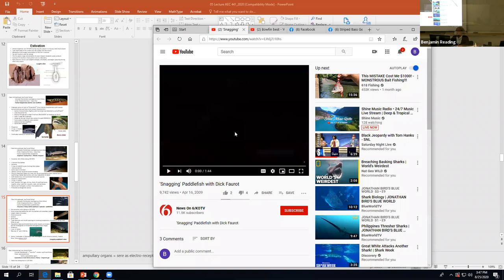So here's a video then showing fishing for paddlefish, snagging. Because again, it's a filter feeder. So you're not baiting a hook and having it bite it. You're actually having to snag these things because they're filter feeders. So here's a video showing how to fish for paddlefish.